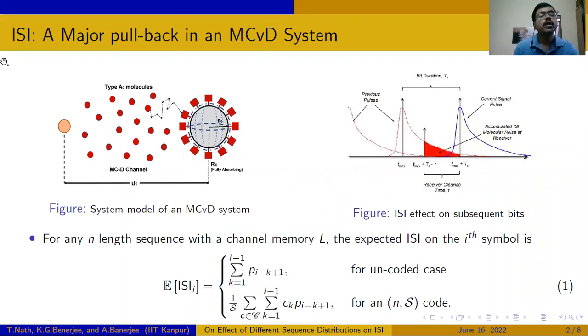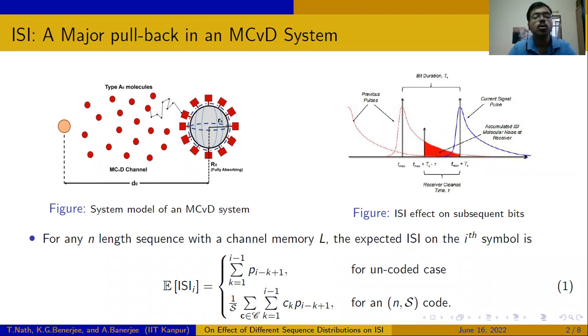Now the problem that we are going to discuss here is to reduce the effect of ISI in an MCvD system. And to solve this problem, we first need to answer a few questions. First one is, why is ISI a major issue in an MCvD system? And what are the factors behind this ISI?